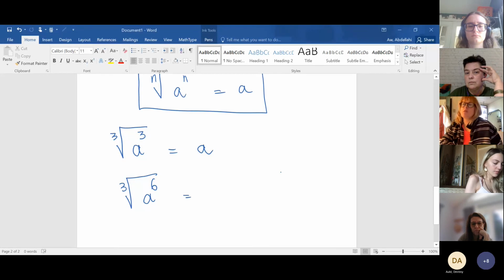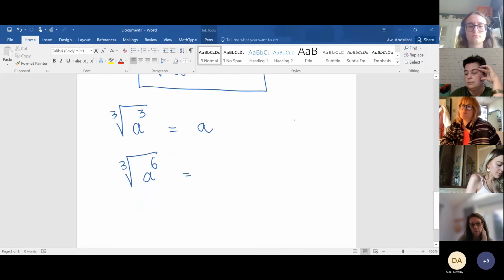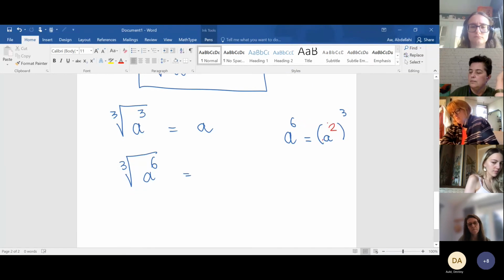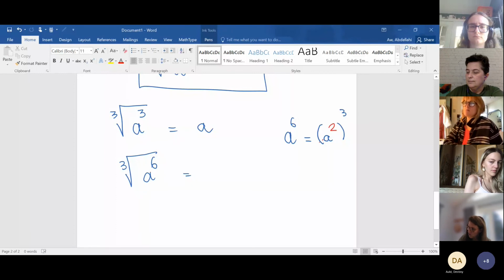Okay, so let's break it down a little bit. A to the 6th power can be written as a cube. The cube of what power of a? The cube of a squared. Everybody agree with that? Everybody agrees with this writing? What is 3 times 2? 6. It's 6, right? You see, I need to match.